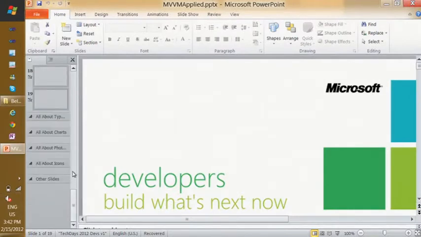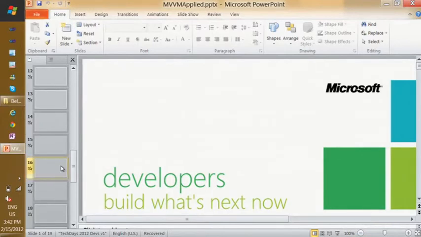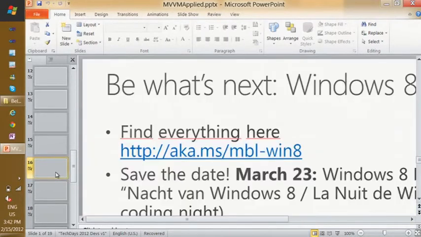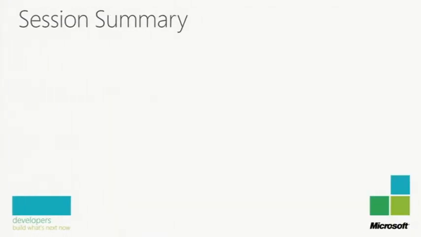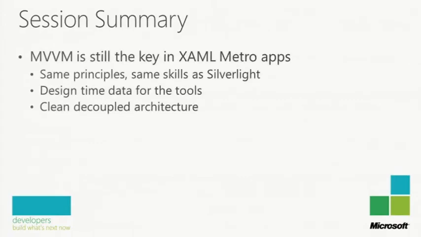Okay, so I'm just going to go back to my final slides here. Let's see, or is it here? Almost, yes, that's the one. Okay, so session summary. Session summary is that Windows 8 is a work in progress, as you saw. But the good thing is that what you learned in Silverlight, and this is really what I would like you to go back home with, is really not lost. It's going to serve you very well.